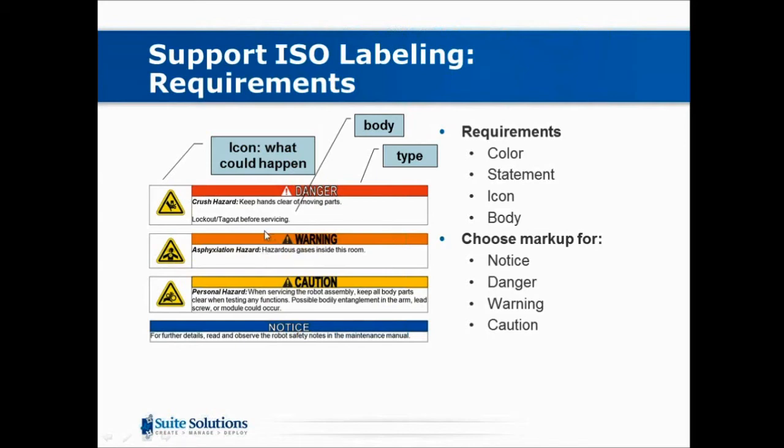Okay, so basically we divided it here into three different parts. There's a type. Is it a danger, a warning, or a caution? There's an icon that illustrates what might happen. In this case, your hands might get crushed, or here you might not be able to breathe. And then of course there's the body, and the body is telling you how to avoid it, maybe giving you some text details of what might happen.